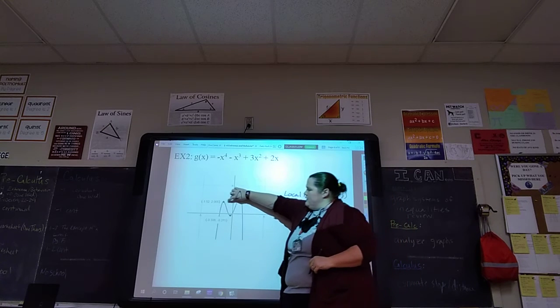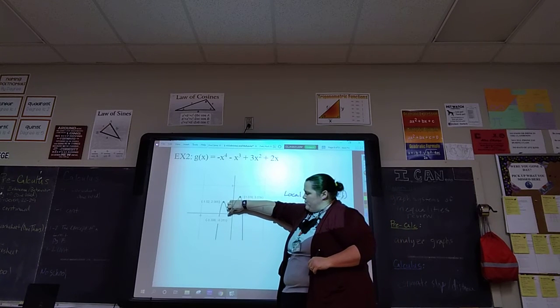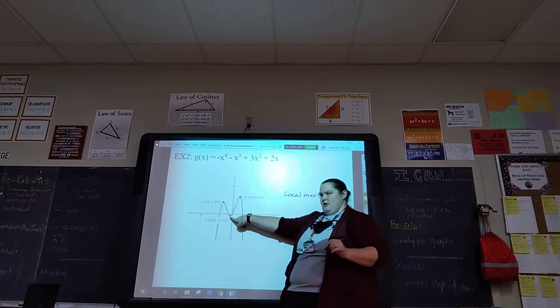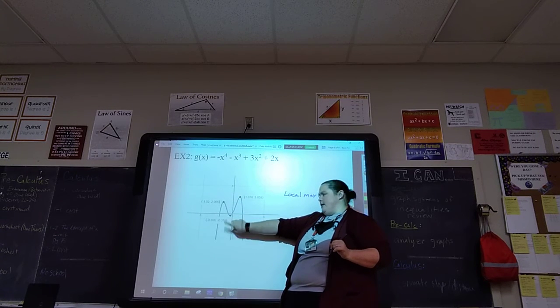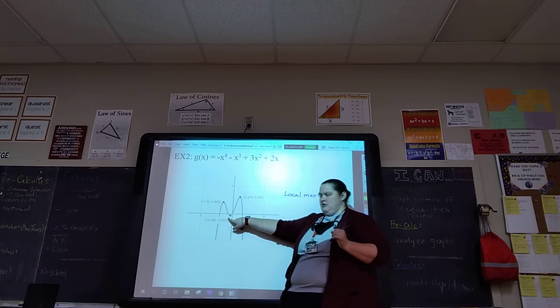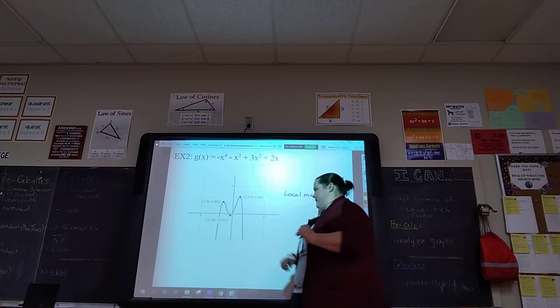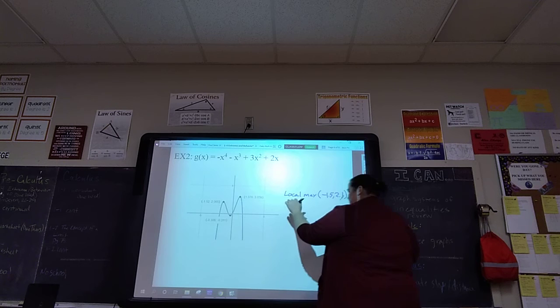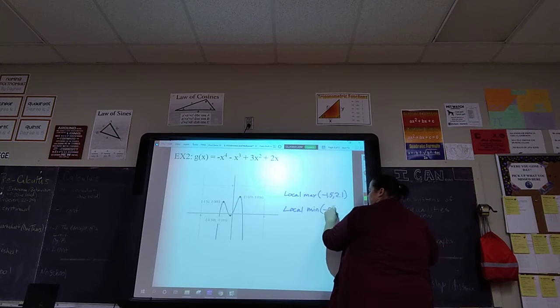So our graph turns, it goes down, hits this point, it turns, starts going back up. Is this point a minimum or maximum? Minimum. Is it local or absolute? Local. Yep. So there is a part of the graph that is lower than it, as long as there's that blue line that's lower than it. So it is a local min at negative 0.3 and negative 0.3.